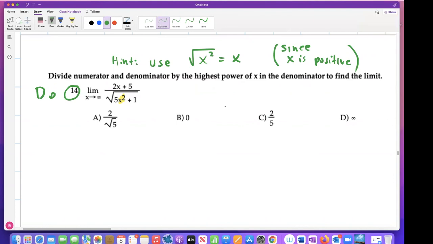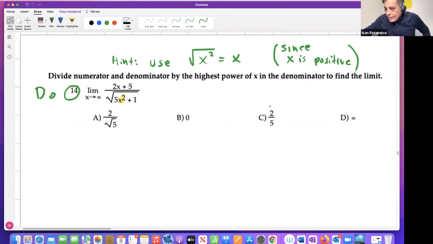Let me check. Number 14, yeah, other students. 2 over square root of 5. Yeah, very good, very good. I see that you guys are catching the patterns. That's good, organize your knowledge. Yeah, number 14.